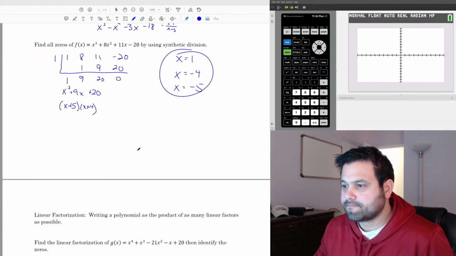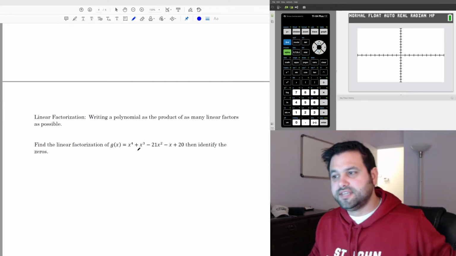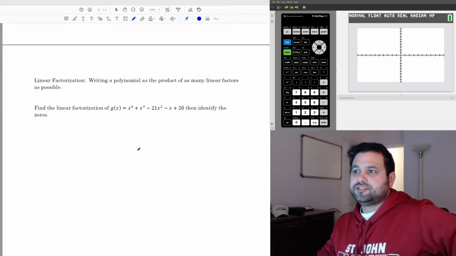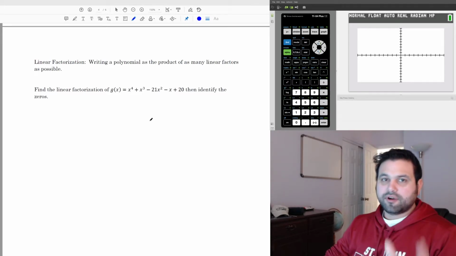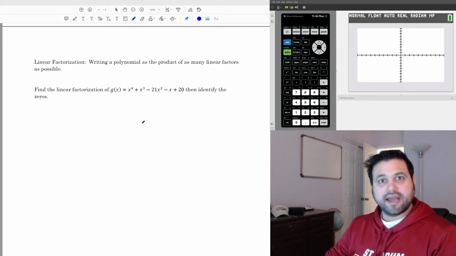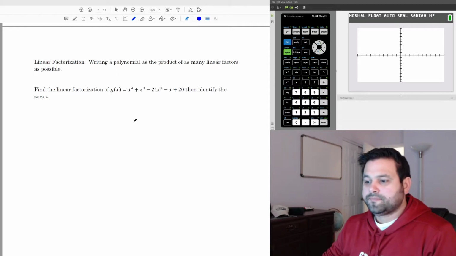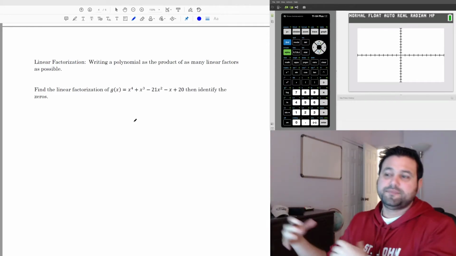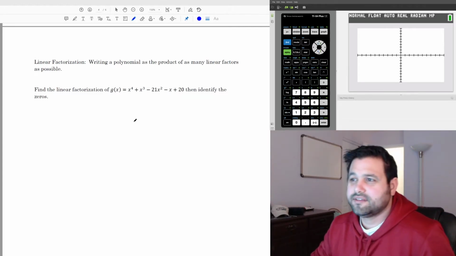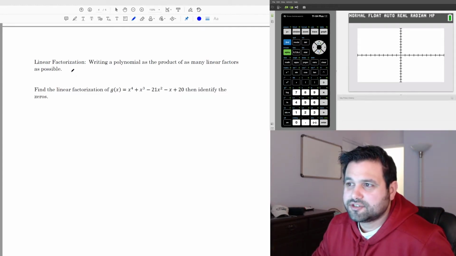Okay? So linear factorization. Linear factorization of a polynomial is when you write the polynomial as a product of as many linear factors as you can. So, for example, you just have like a string of parentheses next to each other. It's basically factored form, right? We can think of this as just writing it in factored form.